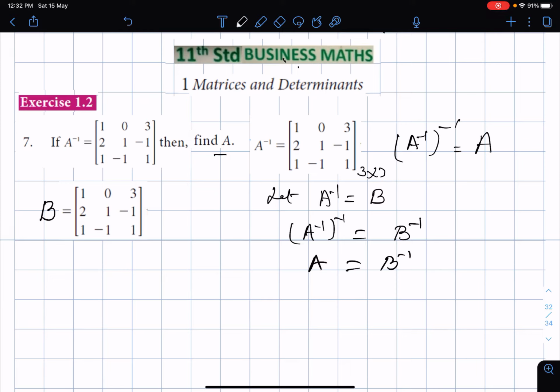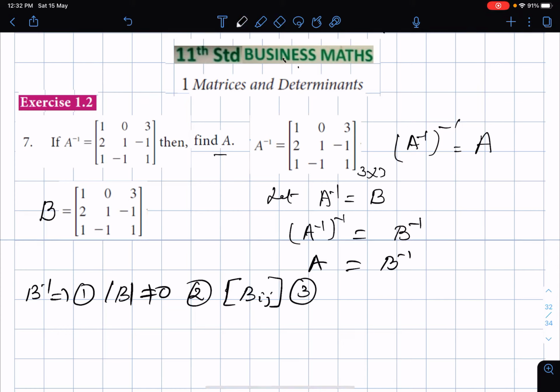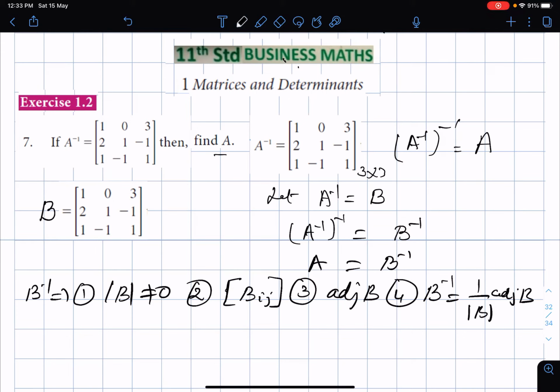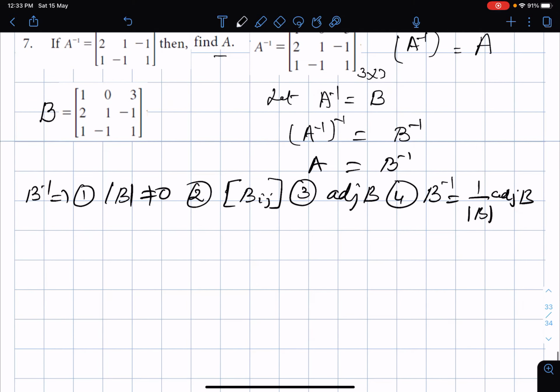Okay. Let this be as it is. Now we will proceed with our inverse. How to find out inverse? We know that to find out inverse, we have got the 4 steps. First step, determinant B not equal to 0. Second step, cofactor matrix, it is B, isn't it? Instead of A, you are going to write it as Bij. And third step is going to be adjoint B. And fourth and final step is going to be your B inverse, which is equal to 1 by determinant B into adjoint B. So all A I have written it as B. That's the only difference, but nothing else.